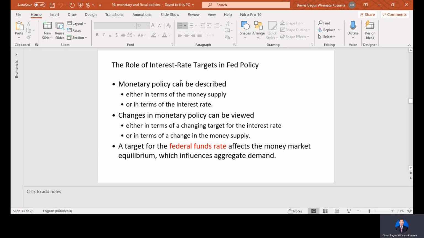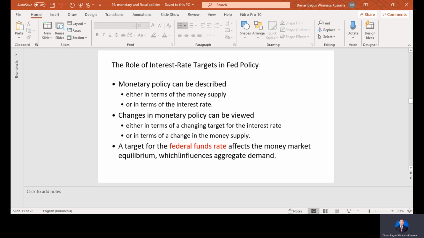So, the role of the interest rate target in the Fed policy. Monetary policy can be described either in terms of money supply or in terms of interest rates. Changes in monetary policy can be viewed either as a change in the target for the interest rate or as a change in the money supply. A target for the federal funds rate, or the central bank rate, affects the money market's equilibrium, which influences aggregate demand. When the money supply and demand change, of course, the equilibrium will change.